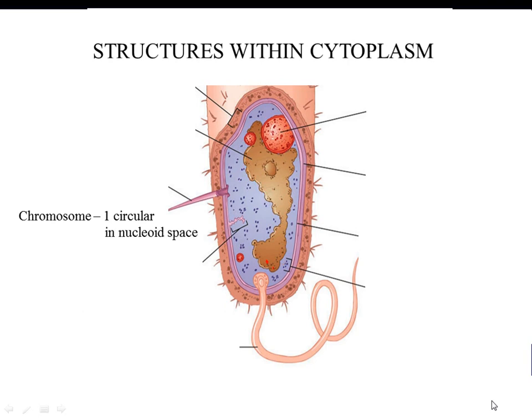The area where the chromosome is located is called the nucleoid. N-U-C-L-E-O-I-D. And it's just a space. It's not an organelle. It's just the area in the cytoplasm where that one chromosome is located. Don't get that mixed up with nucleus. It's not a nucleus. It's just a space. It's a nucleoid, and that's where the chromosome will be.